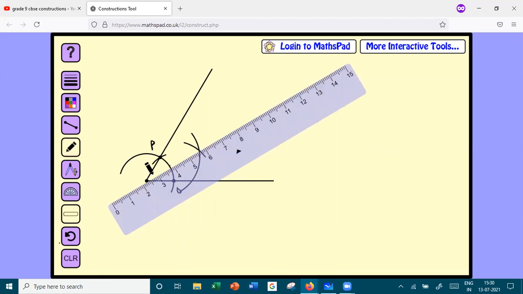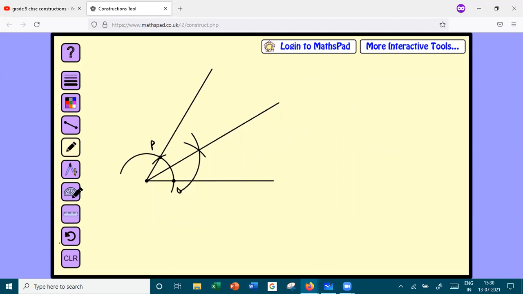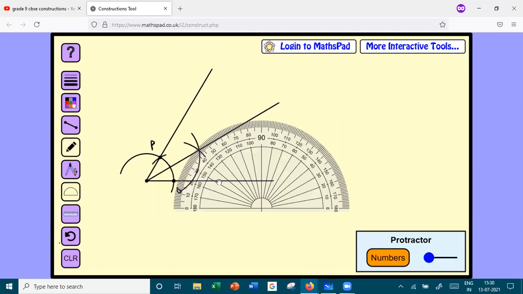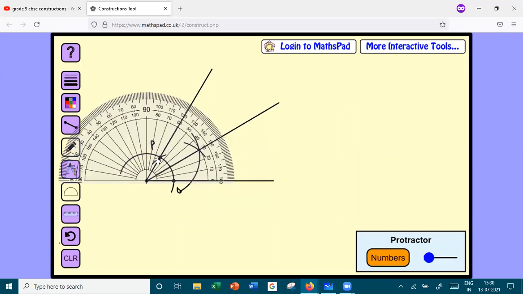Okay, I hope y'all are also drawing in the book. I mean, don't wait for me to complete it, right? Yes, ma'am. So now if you take your protractor and measure it, this is how you measure it, right? As you can see, this is 60 and this is exactly 30, right? So this is how you bisect any angle.